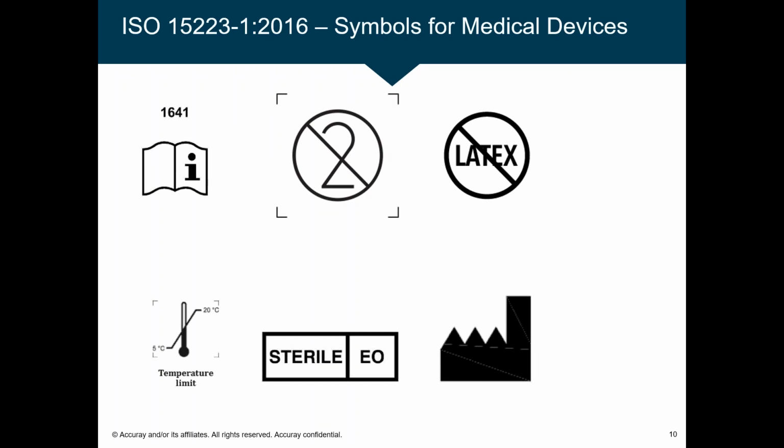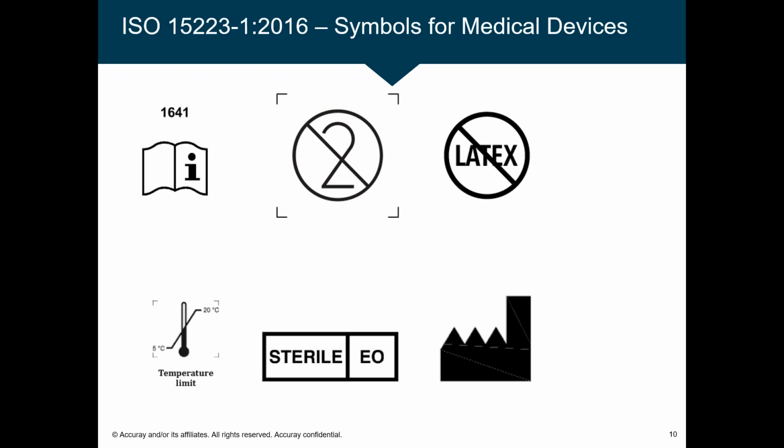This one is ISO 15223. This is the symbols for medical devices. We probably all have this printed out on our desks, on PDF, on our hard drives. This one is a very important standard for medical device labeling. It used to be EN 980. EN 980 was replaced by ISO 15223, and the most recent version is 2016.